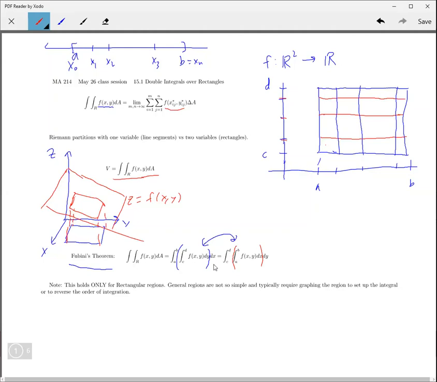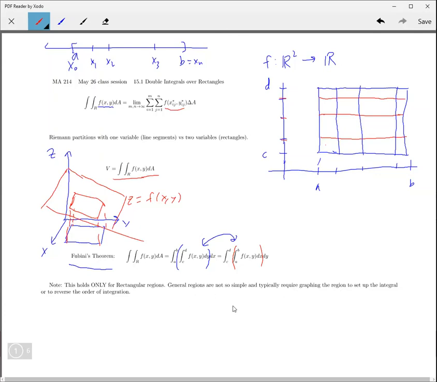A lot of the time it's a lot easier to integrate one way first and then the other. So this way of doing it might be easy to do, but this one might be impossible or hard, or vice versa. And being able to just switch like this only holds for rectangular regions. You can reverse the order of integration in general regions, which we'll get to in section 15.2, but it's not so simple, and it typically requires graphing the regions to set up the integral or to reverse the order.